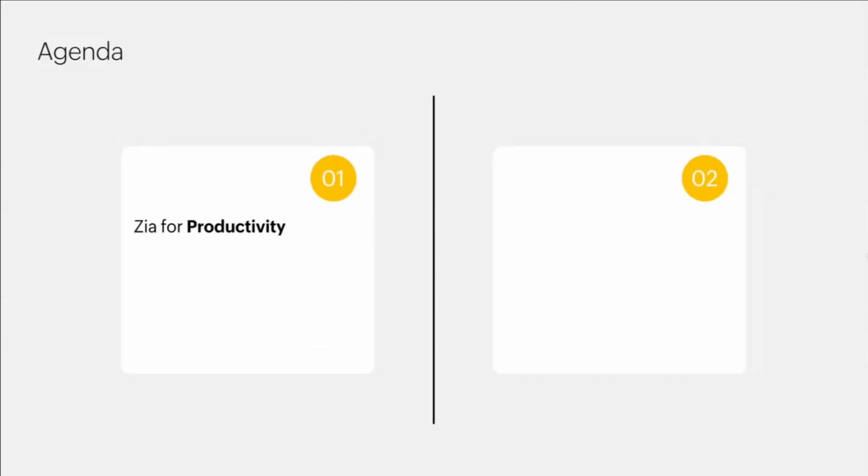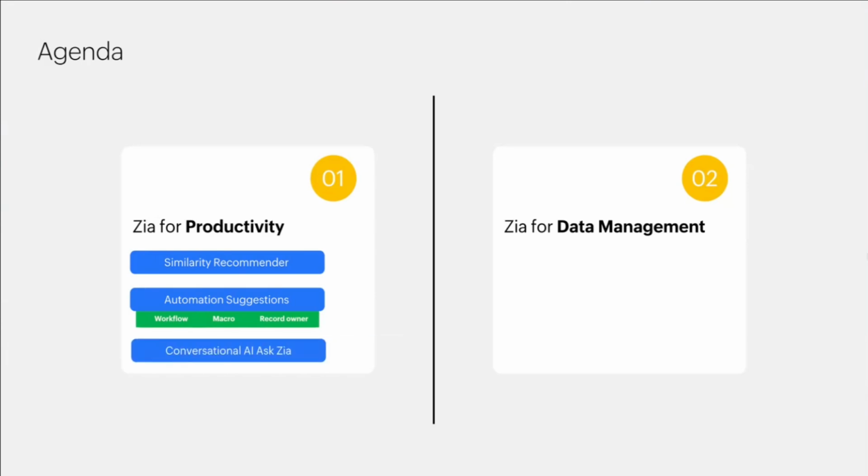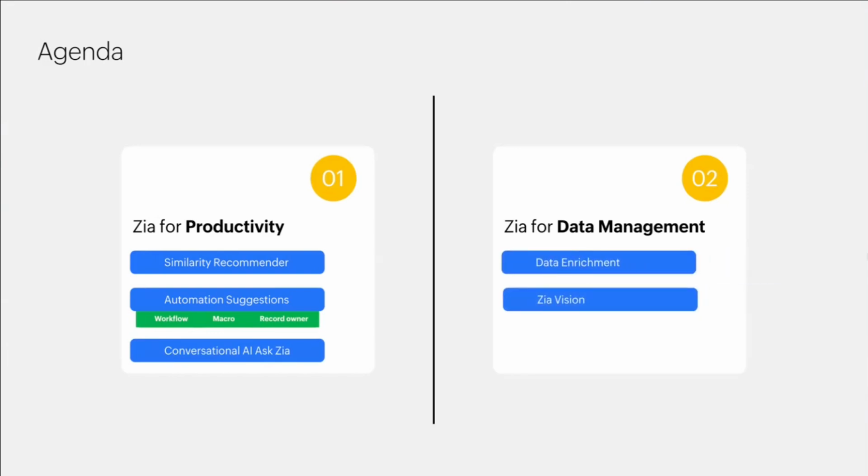So we have our session divided into 2 segments. First, we'll cover Zia for productivity features, and then we'll move on to Zia for data management. Under Zia for productivity, we'll have Zia simulator recommender, automation suggestion features, that is workflow, macro, and record owners. And then we'll have our conversational AI Ask Zia. In the next segment, shifting focus to data management, we'll explore Zia data enrichment and Zia vision features.